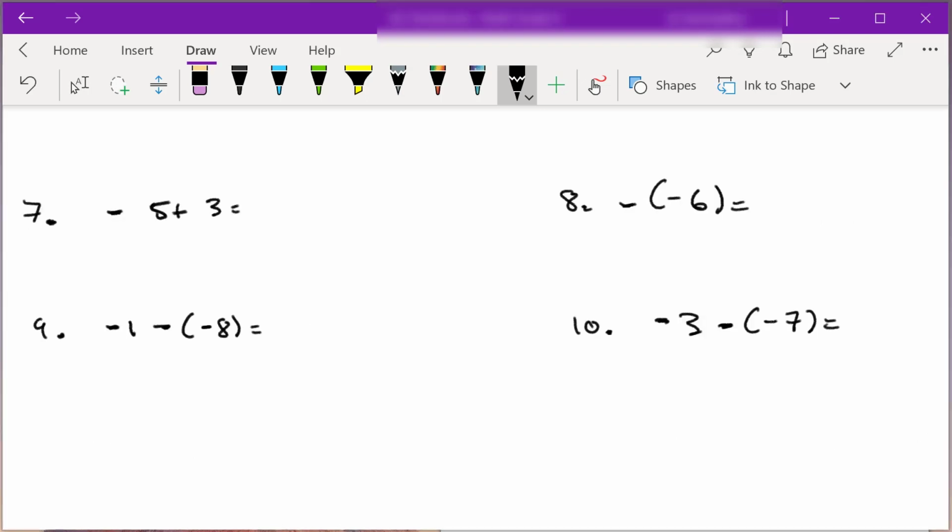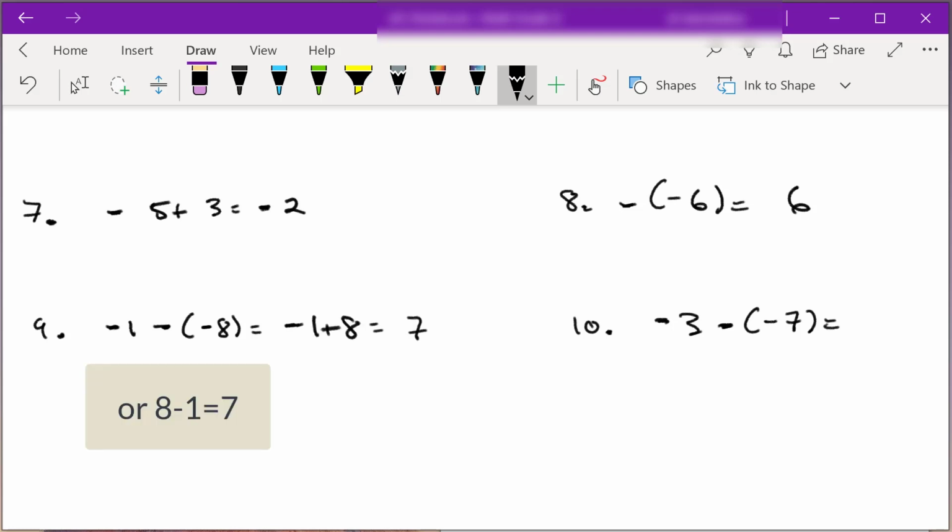Let us look at number 7 now. Minus 5 plus 3 is minus 2. Minus 6 plus 3 is minus 3. Minus 1 minus minus 8 can be written as minus 1 plus 8, which is 7. Minus 3 minus minus 7 can be written as minus 3 plus 7, which is 4.